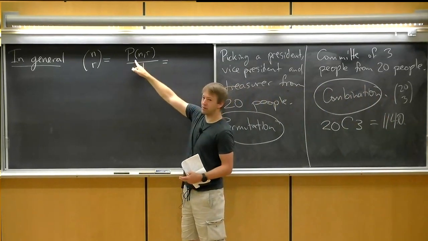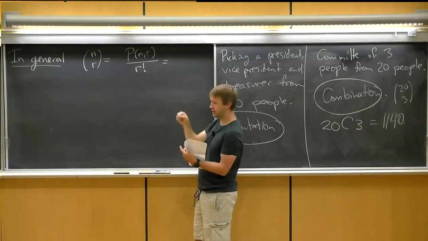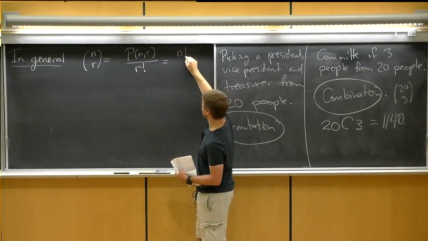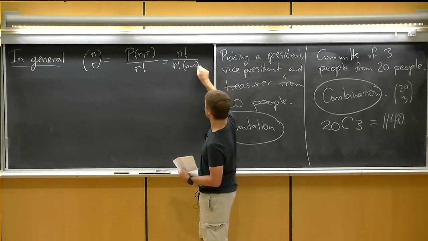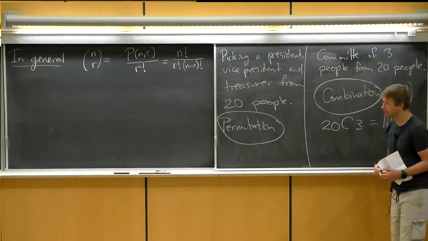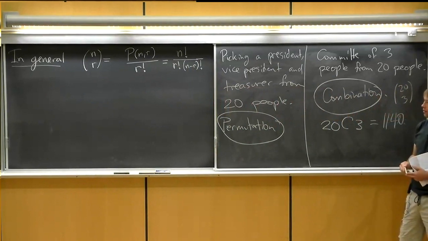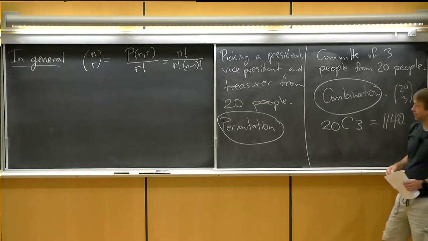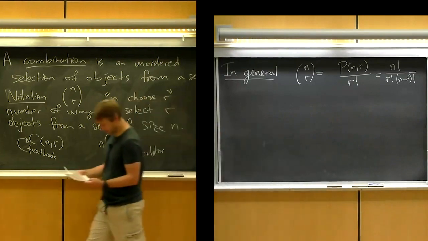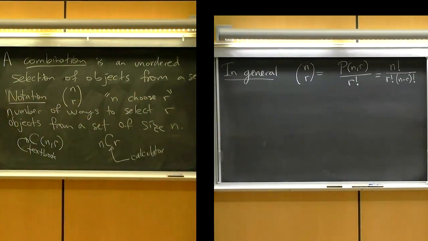And last time we came up with the formula for this P(n,R) thing, which was n factorial over (n minus R) factorial. So we can also say that this is n factorial over R factorial times (n minus R) factorial. Okay, so this is a general formula for this. Okay, any questions about this?